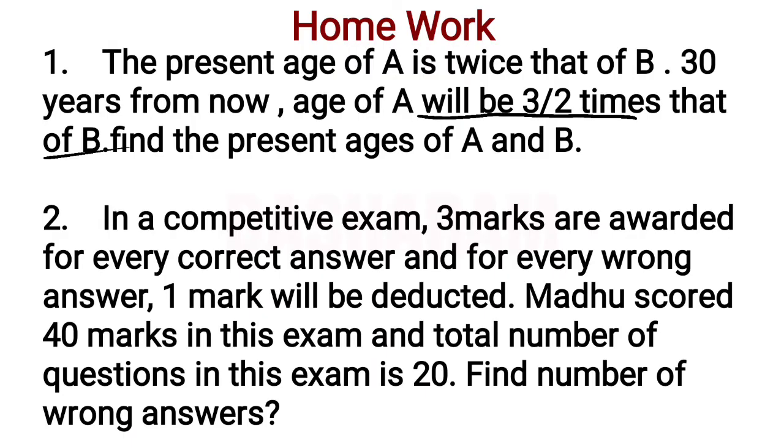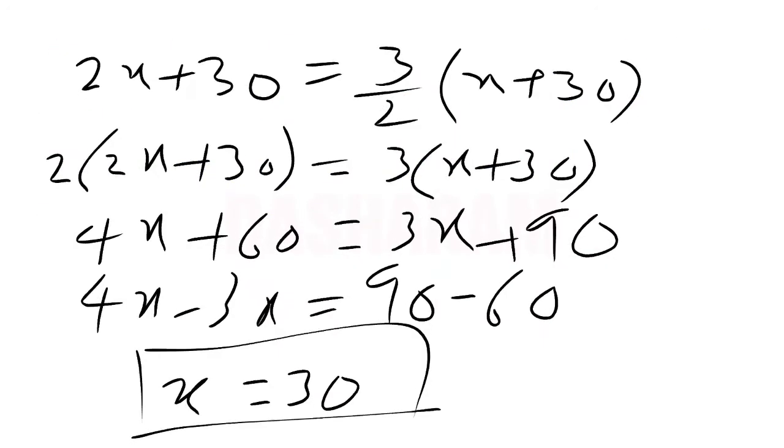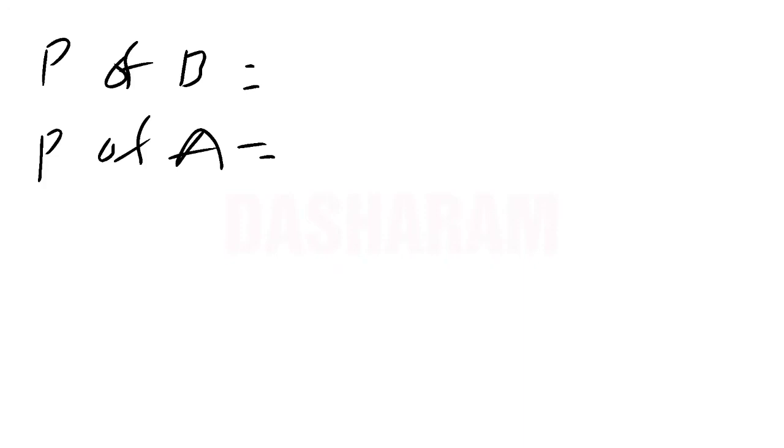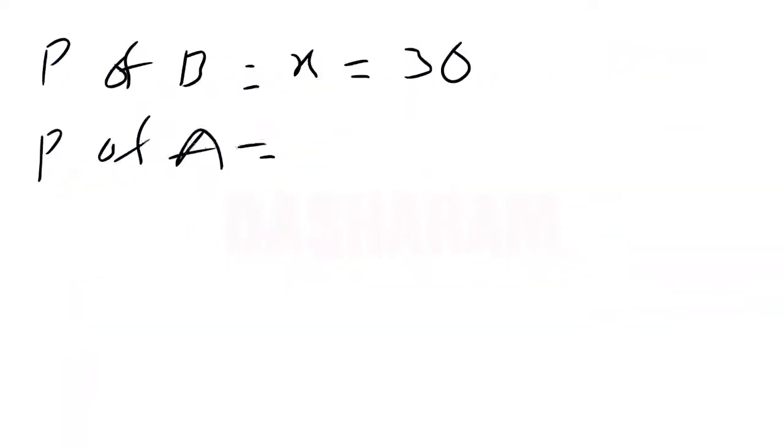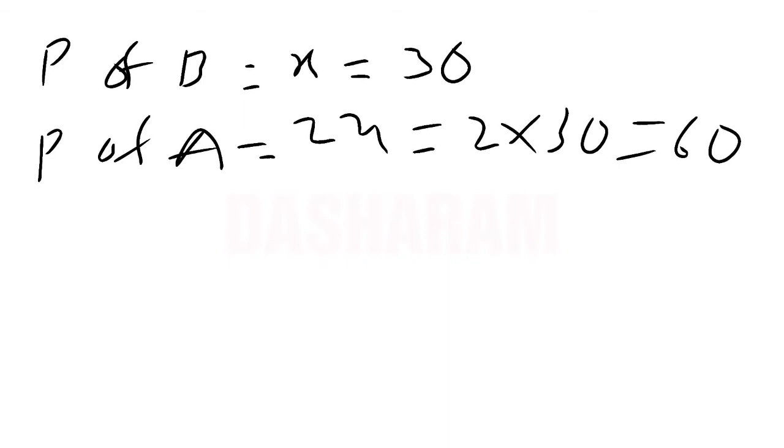So in the question he is asking the present ages of A and B. So the present age of B is x years, but x value, how much? 30. So 30 years is the present age of B and the present age of A is 2x years. So 2 into 30 equals 60 years.